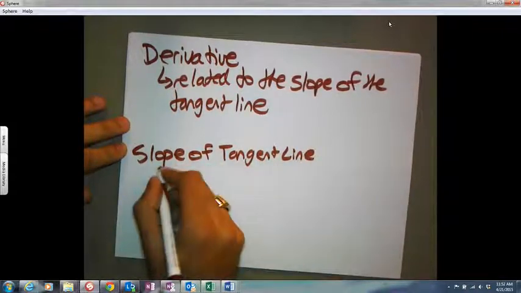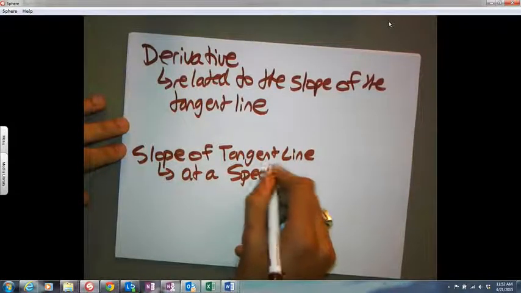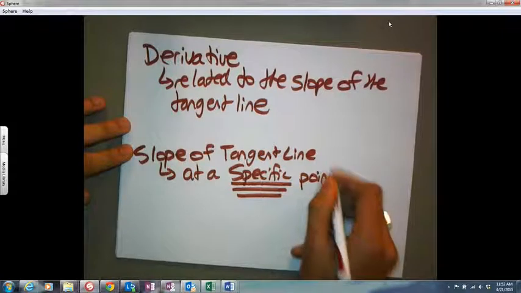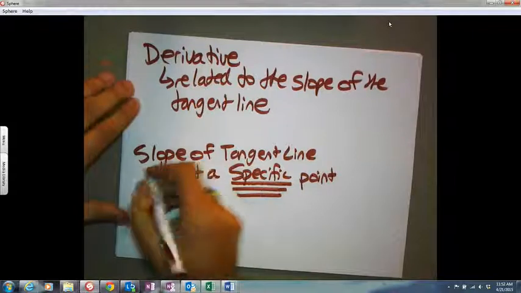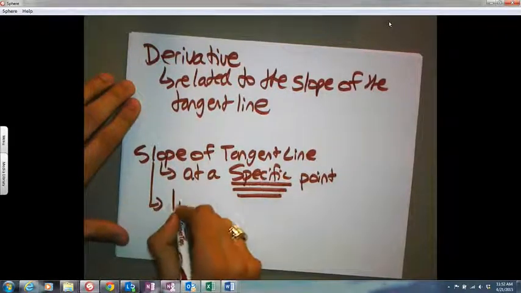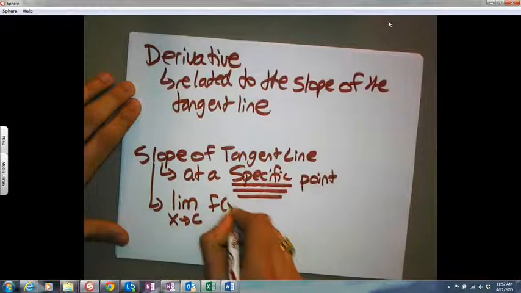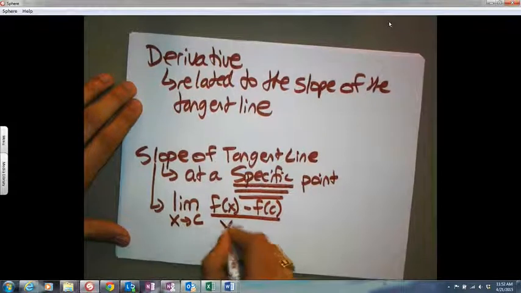And this was at a specific point. It was like, find the slope when x equals 2, x equals 3, x equals 0, whatever it might be. And the formula we had was limit as x goes to c of f of x minus f of c all over x minus c.